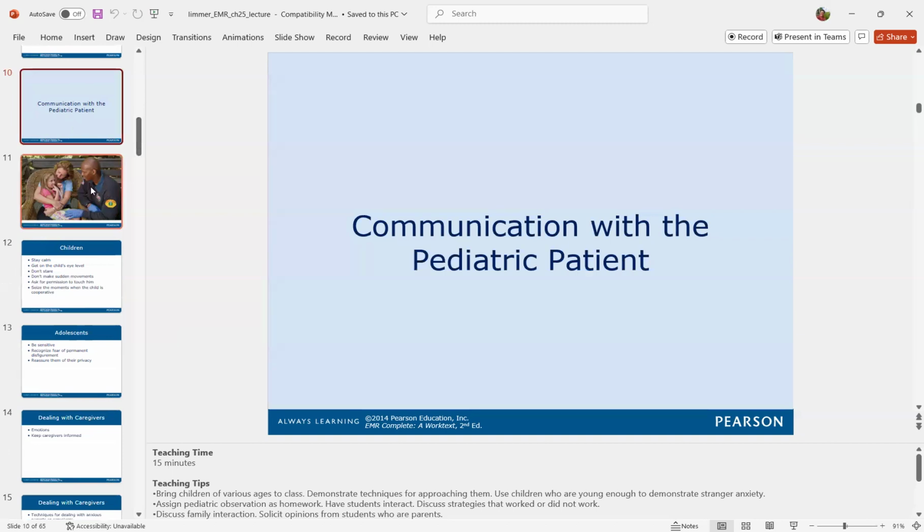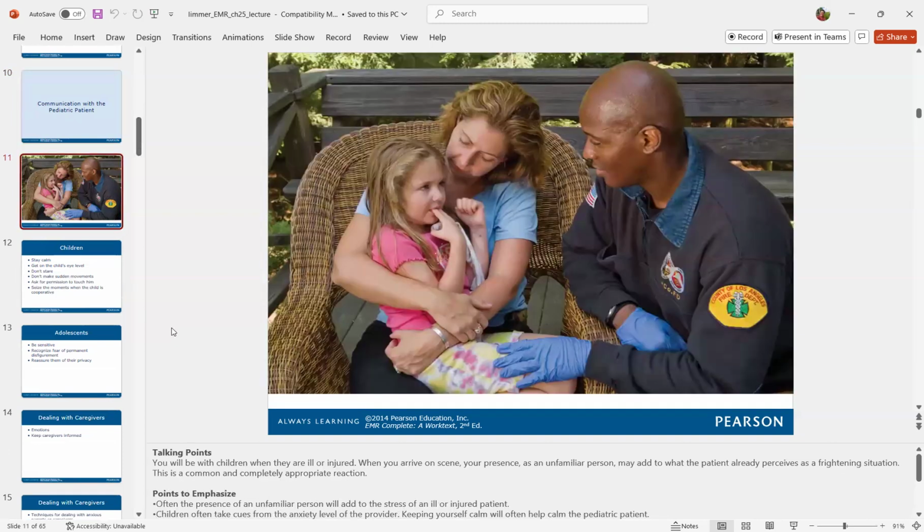Communicating with the pediatric patient. So we're going to be with them when they're ill or injured. Obviously, that's why they're calling us. When we arrive on scene, our presence alone as an unfamiliar person can add to what that patient already perceives as a frightening situation for them. And that is a common and completely appropriate reaction for them to have.